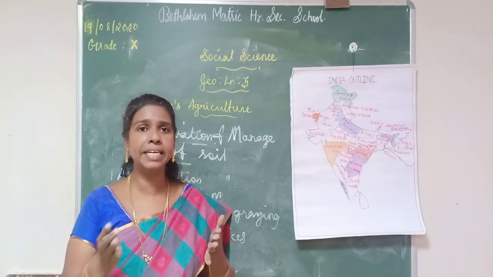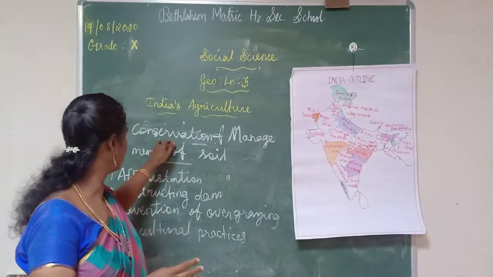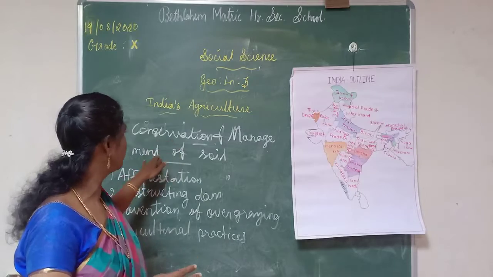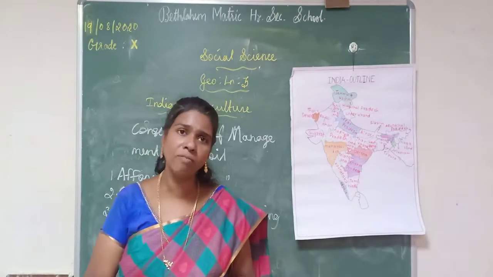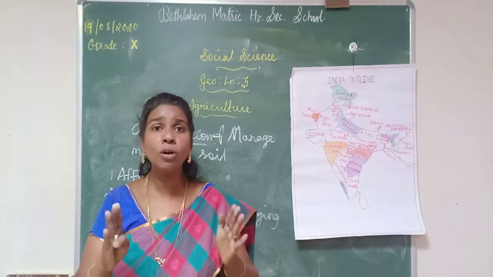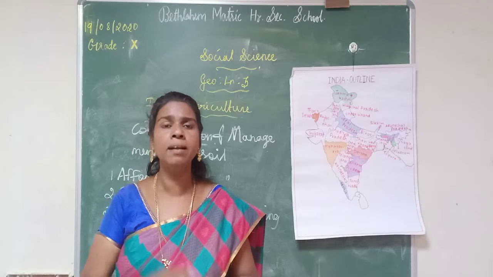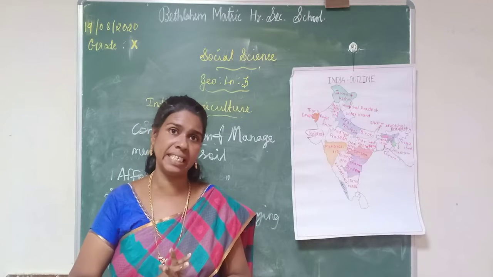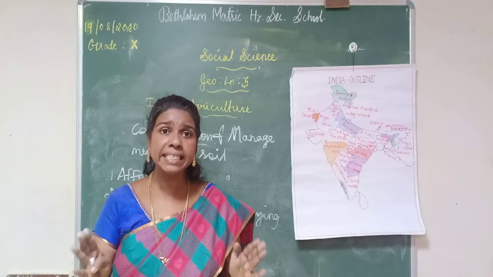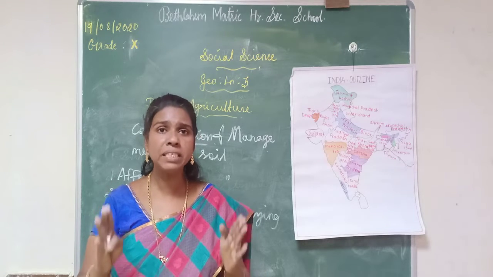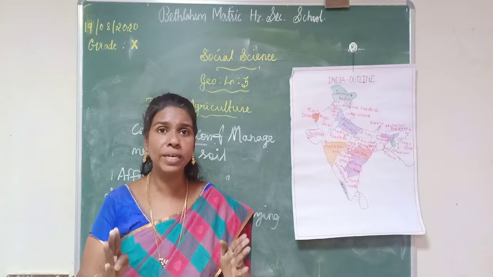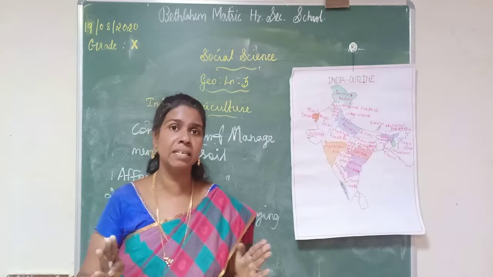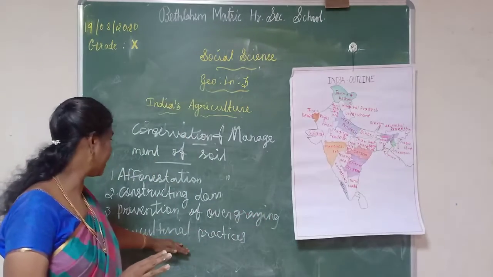Next you studied the conservation and management of soil. There are 4 conservation and management methods. The first one is afforestation, second one is constructing dam, third one is prevention of overgrazing, fourth one is agricultural practices.